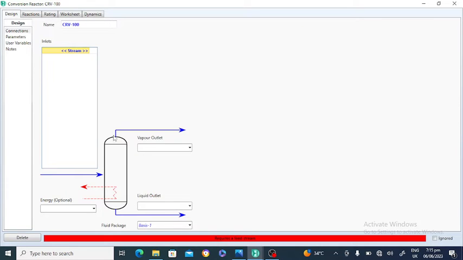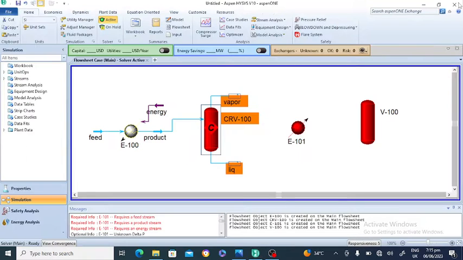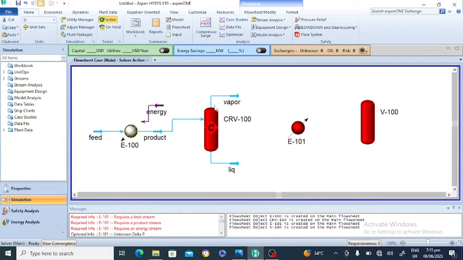Here you can set the stream. This is the product. The product from the heater will go to the separator, and this is the overhead vapor, and this is the liquid. It shows that a reaction sheet is required, so we will add the reaction after some time. Close this one. This is the conversion reactor.